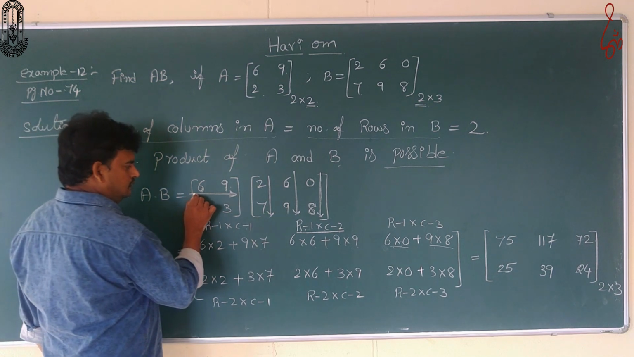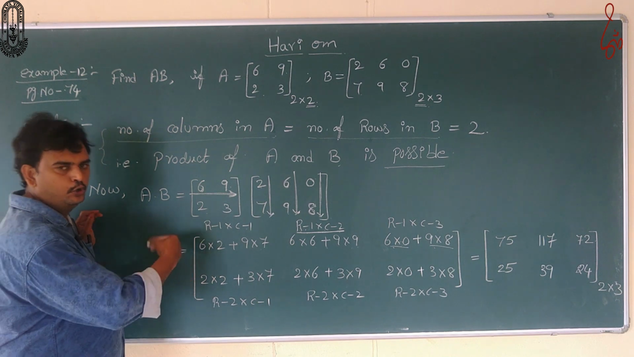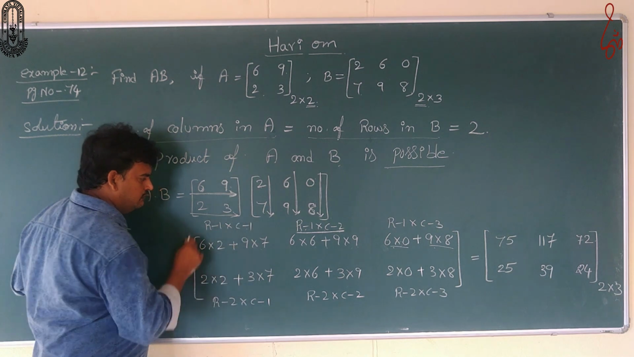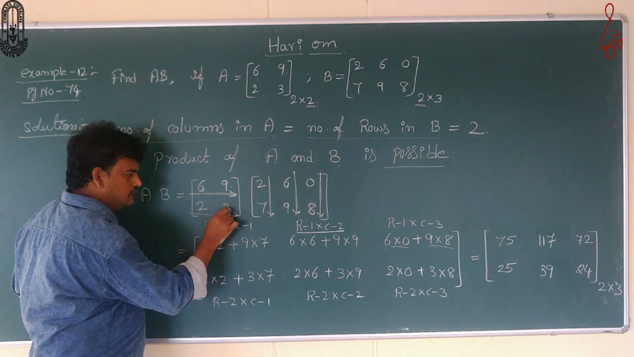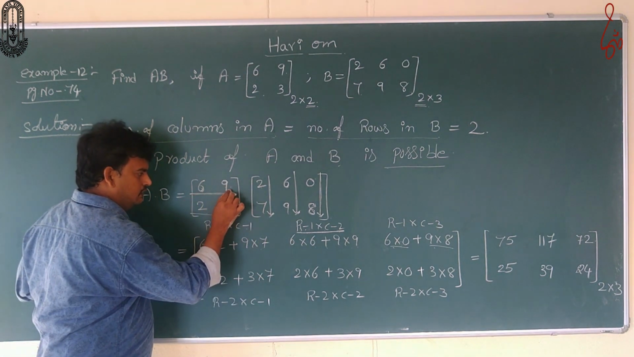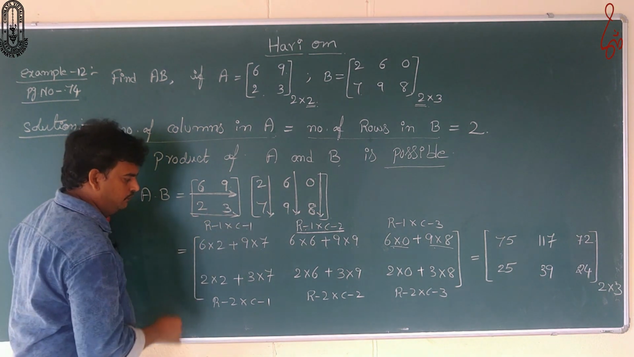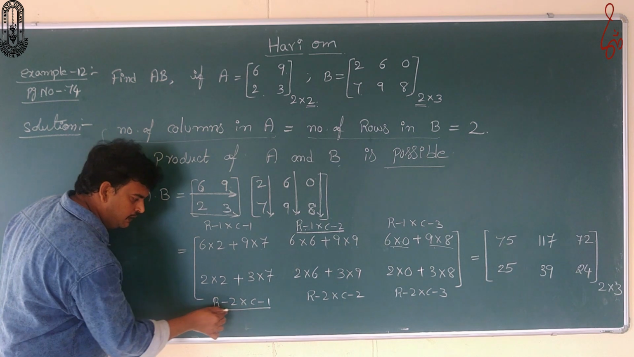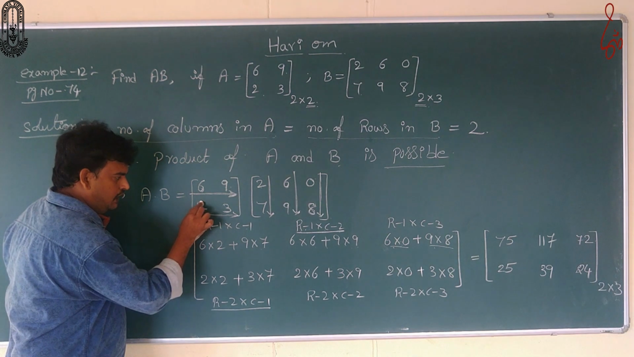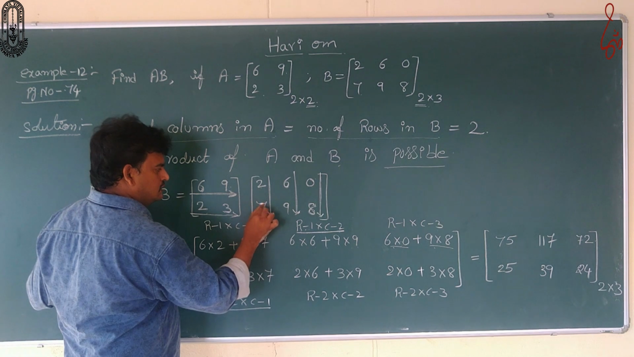Once the operation is completed with row 1, then immediately we go for row 2. The elements of row 2 are 2 and 3. Whatever operation we have done with row 1, the same process we continue with row 2 also. How? Now I am going to multiply second row and first column elements. In the second row I have the elements 2 and 3, and in the first column I have the elements 2 and 7.